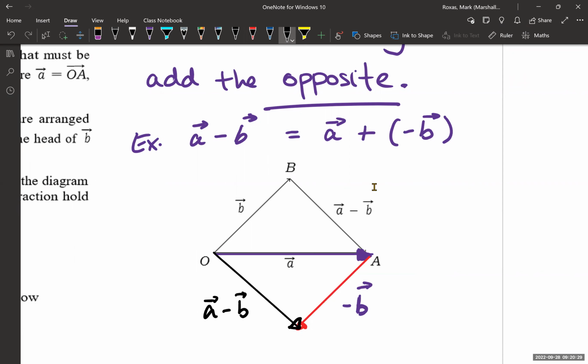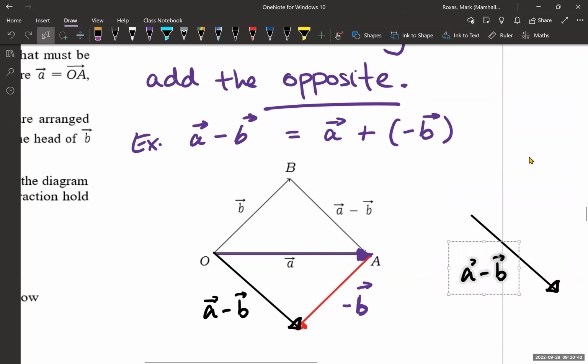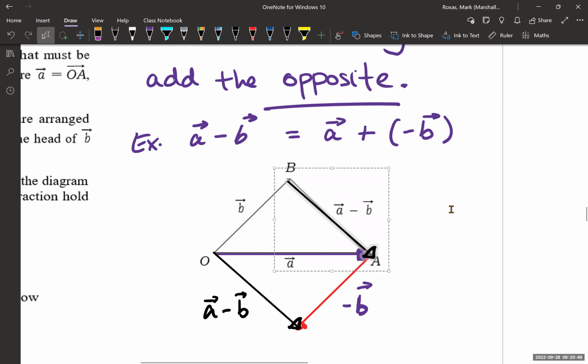Okay, and it's already been drawn in the diagram up here, but just to show you the complete parallelogram law, it should match, right? So if I move that vector up to the top, it should match what I have up here. Well, pretty close. Okay, so that's A minus B.